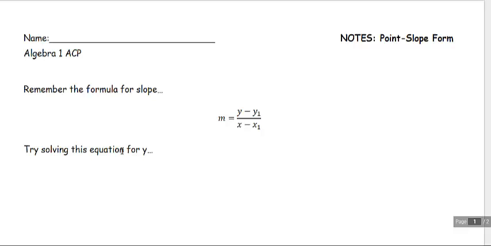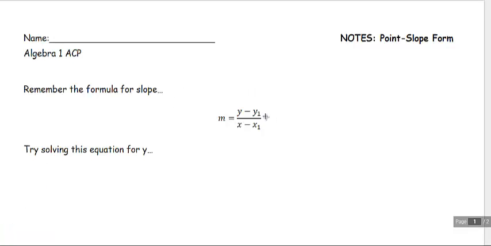Look what happens if we take this equation and we try solving it for y, meaning I want to get this y all by itself. Well, how would I do that? I would have to get rid of this minus y1, and I'd have to get rid of this dividing by x minus x1. So I have to take care of that in the correct order. So here I go.